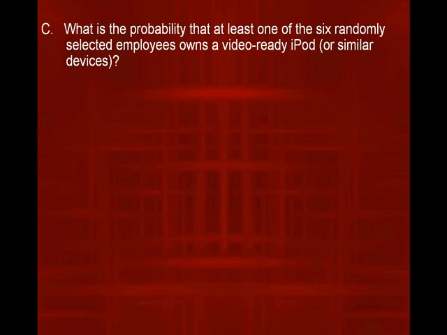So for part C, we want to know what's the probability that at least one of the 6 randomly selected employees owns a video-ready iPod. And we can just subtract the probability of 0 because everything else is at least 1. 1 minus 0.2621 is 0.7379. Again, I'm just looking at the binomial table on that.